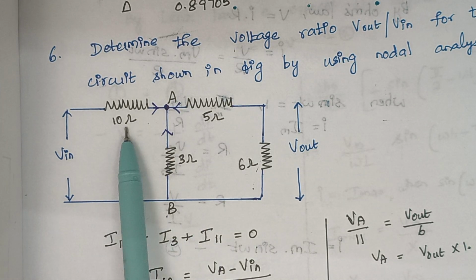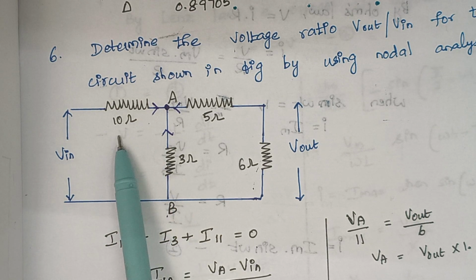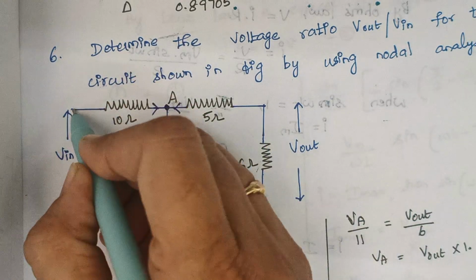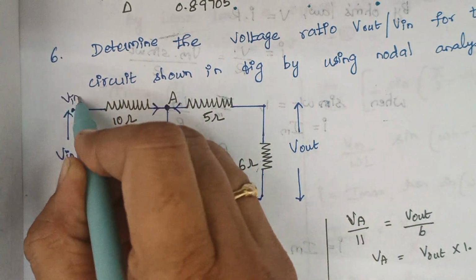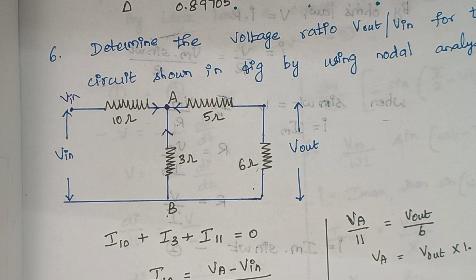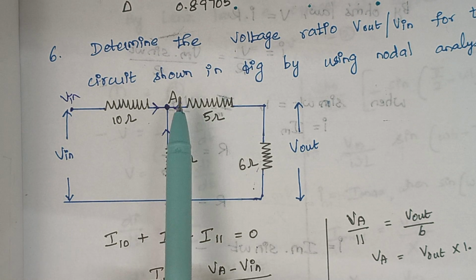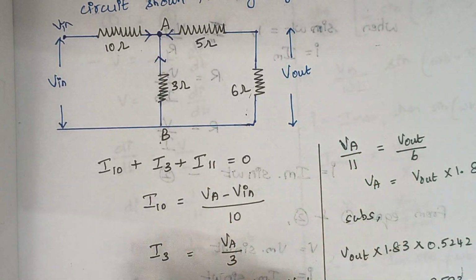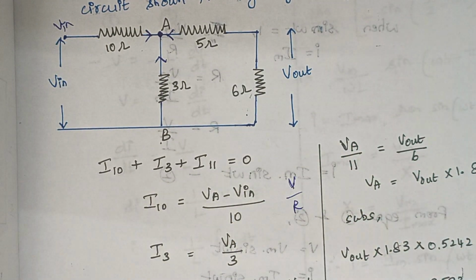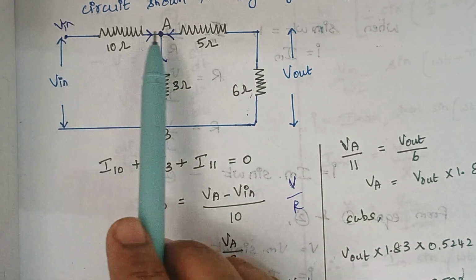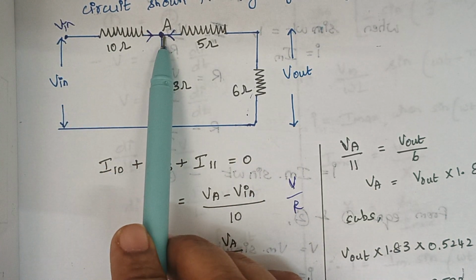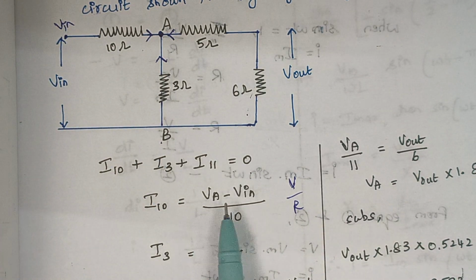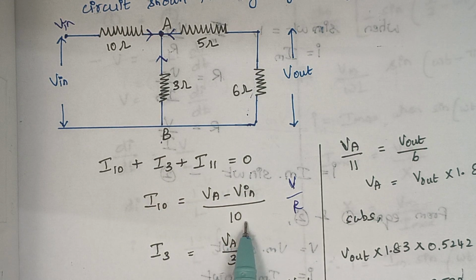Now we are writing I10. So how to write the value of current that flows through I10? Here we are having V in, okay? Here the voltage value is supposed to be V in. So how to write the expression? Here it is written as VA minus V in divided by 10. That is, I is nothing but V by R, right? So here we are having two different values of voltages. One is VA and another one is V in. Therefore, while writing here, it is VA minus V in divided by 10, right?